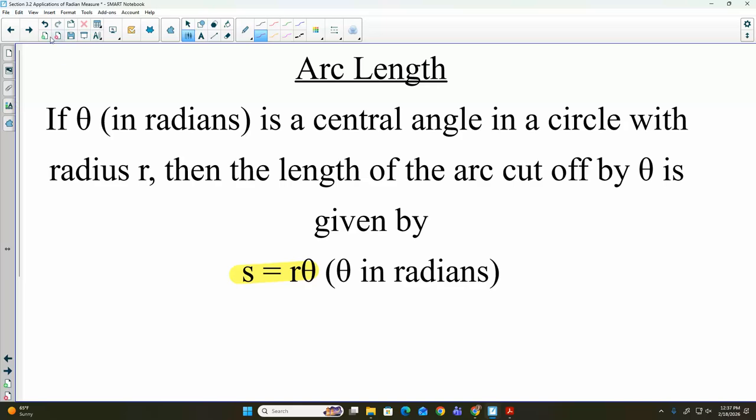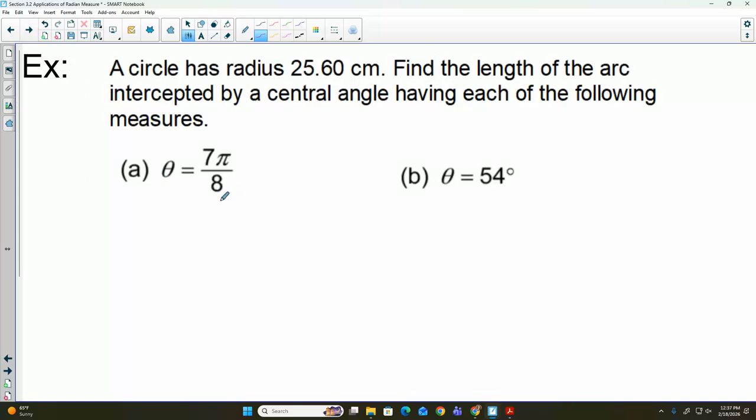So let's look at a problem. A circle has a radius of 25.60 centimeters. What variable do we use for that? R. So I know my R. Find the length of the arc intercepted by a central angle. So I'm looking for my arc. That means I'm looking for S in each of these scenarios.